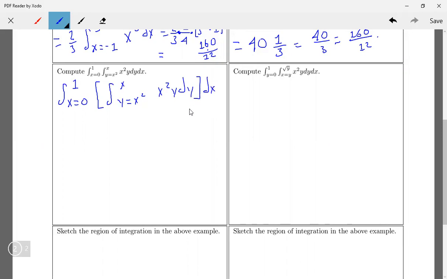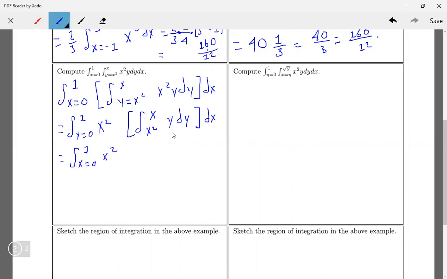dx. Now remember, as far as y is concerned, x is a constant. So if you just look at the integral in the brackets, x isn't a variable. As far as y is concerned, it's a constant. So this is going to be the integral x equals 0 to 1. I'm going to factor out the x squared. Now this is going to be the integral y equals x squared to x of y dy dx. This is equal to the integral from x equals 0 to 1, x squared.